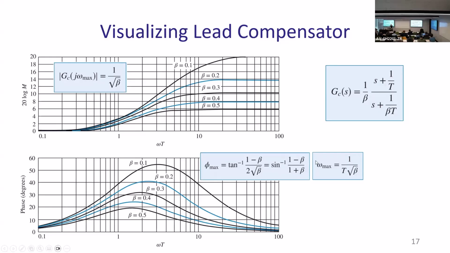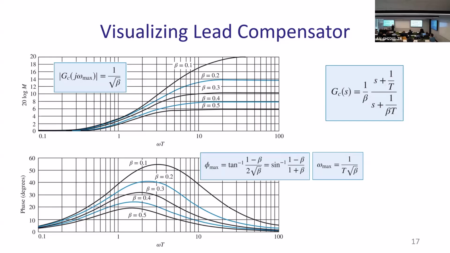Additional thing, where that point will be, like where is the maximum of that? It's 1 divided by T square root of beta. How do you compute that? I'm not showing how to compute that, but the idea is actually very simple. You're substituting into Gc(s) s equals to j omega. You're doing the derivative of that, finding derivative equals to 0, solving that equation for real part, imaginary part. You get two equations and you get these values out of that.